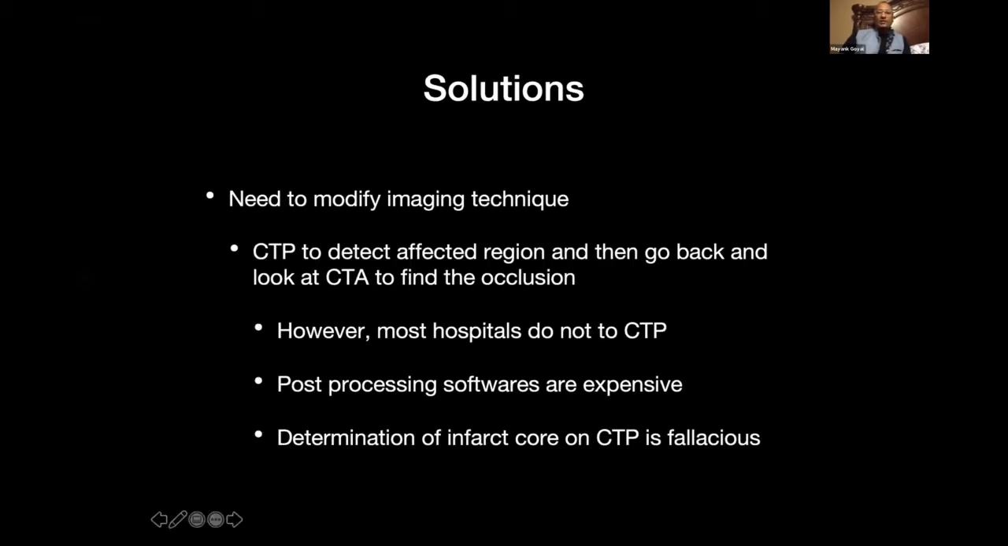One way to do it is you could start doing CT perfusion on everyone, but that has practical problems. Most hospitals do not do CTP, or post-processing softwares are expensive. The other big problem I find with CTP is I don't trust what they call core. People send me cases from different parts of the world in which the CTP had a big core. You open the vessel and the patient improves, and the follow-up doesn't show an infarct. So I hate to exclude patients on the basis of CT perfusion.